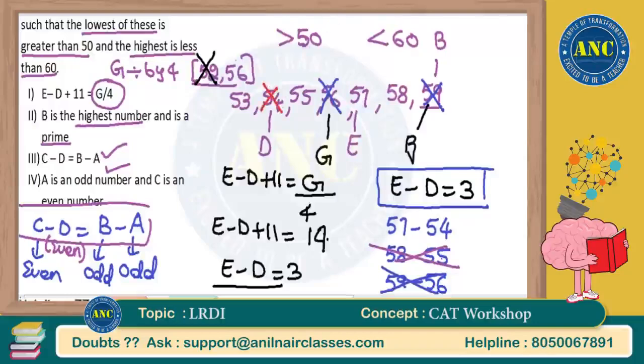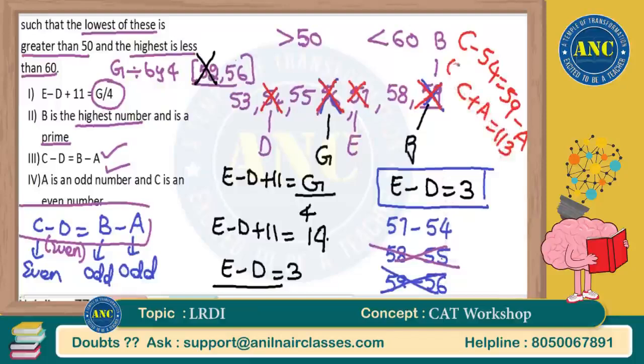D over 56 over 59 over 57 over. Now if you substitute, C minus 54 is equivalent to 59 minus A. So C plus A is 113. C is even. What is A's value? A is odd. C is even. A is odd. Which case will satisfy?